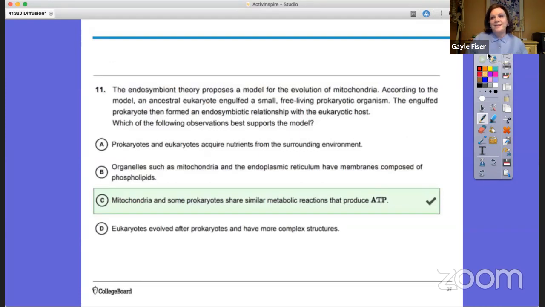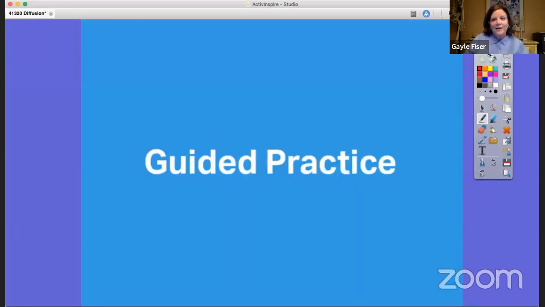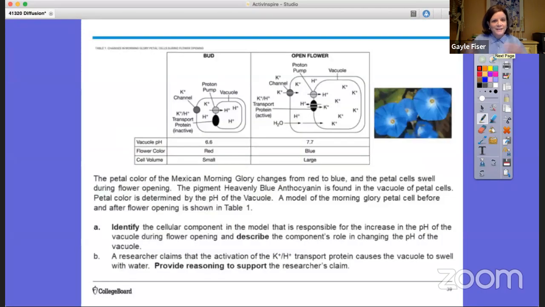Okay, I think you pretty much have established that you understand the theory of endosymbiosis. All right, so now we're going to do an FRQ together. I love this question. It actually made me go look for the research, and I found something online that I can't put on here, but I saw these red buds and then the blue flower.